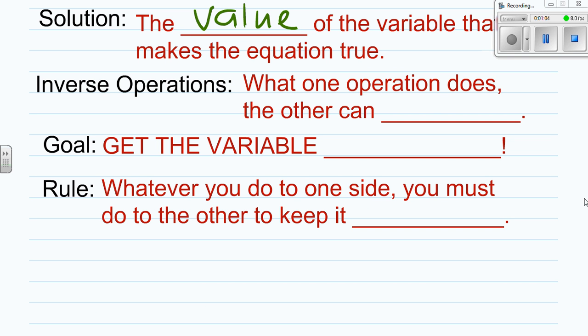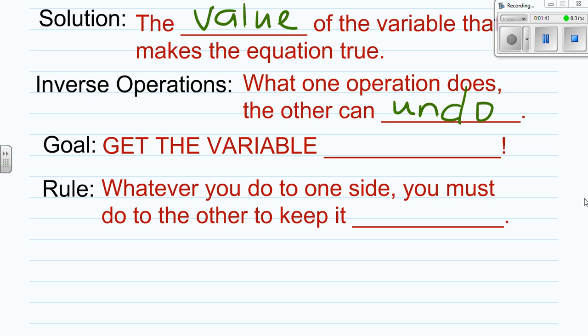Now, in order to solve these one-step equations, we're going to have to use what's called inverse operations. We have talked about this before in class at the beginning of the school year. We said the opposite of addition is subtraction, the opposite of multiplication is division, and the opposite of square rooting a number would be to square it. So inverse operations are basically what one operation does, the other can undo. And this is going to become very important when we're solving those one-step, two-step, and multi-step equations.